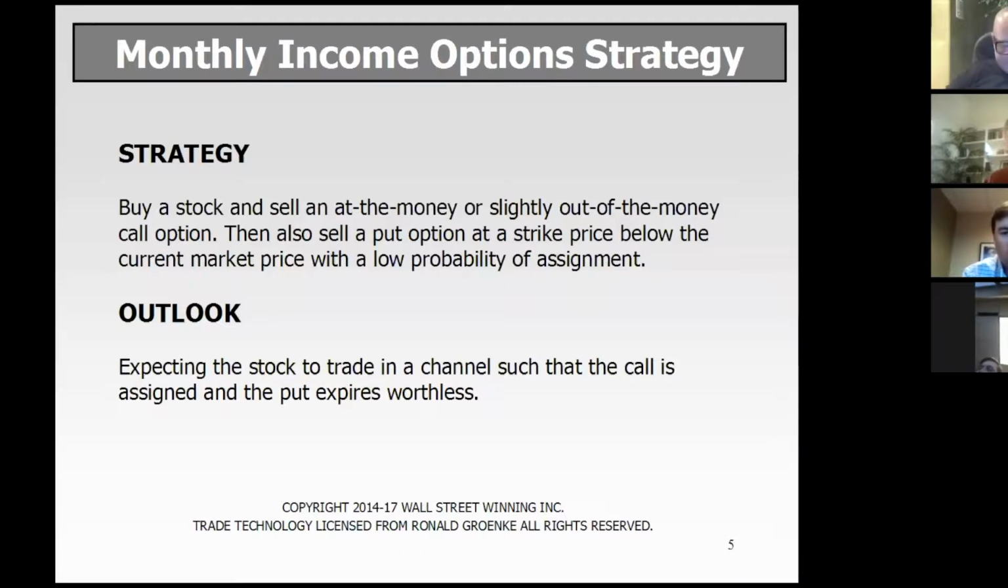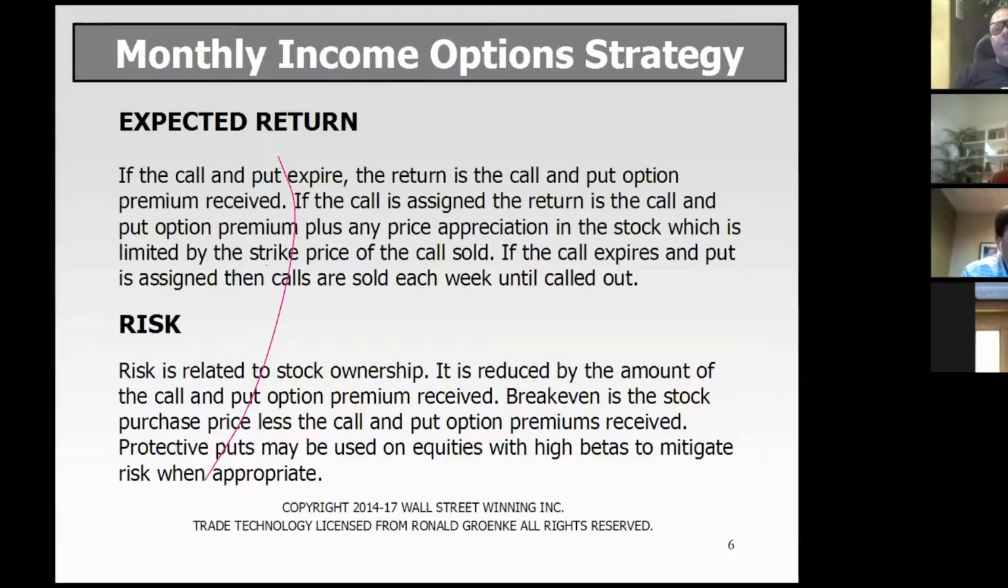And the key is our record to date where puts expire over 95% of the time. In other words, we're picking those stocks where there's been an opportunity to be very successful with that. And what's the outlook? We expect the stock to trade in a channel such that the call is assigned and the put expires worthless. So that's the strategy we're using in our selection, based on the information that we can get.